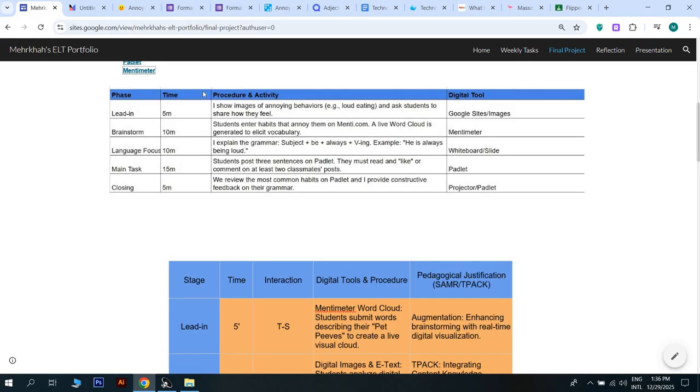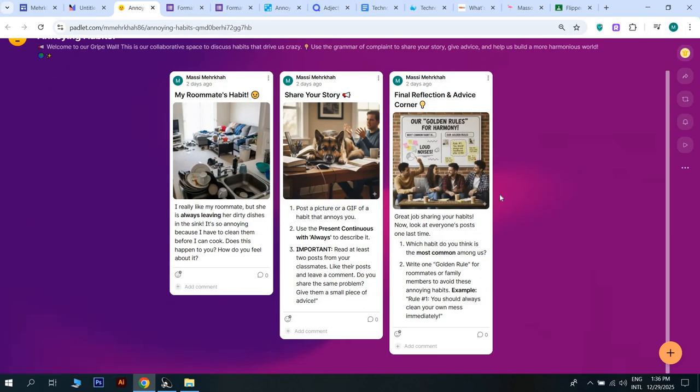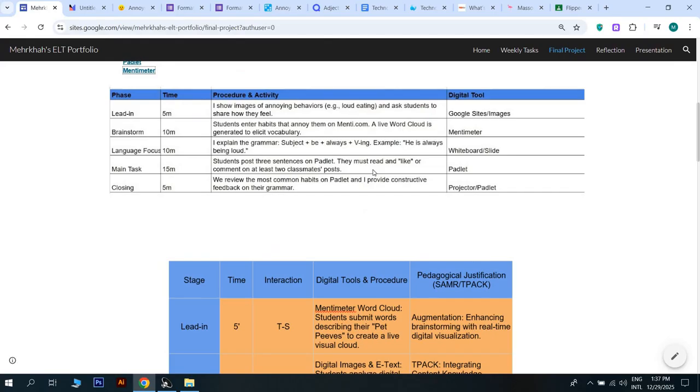And the main task is done on Padlet because here I've got some posts. First, I initiated myself. I talk about my annoying roommate that always leaves her dirty dishes in the sink. And then I ask my students to share their own stories, and maybe upload a picture. And then the last post is a final reflection and advice corner. They read and like their peers' stories and come up with a golden rule to agree on some annoying behavior. For example, you should always clean your own mess immediately.